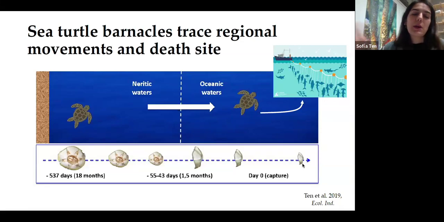So this shows that we can reconstruct in a rough way movement between neritic and oceanic domains in sea turtles, which is particularly interesting for the sea turtles that strand on our coast and we have no information on.